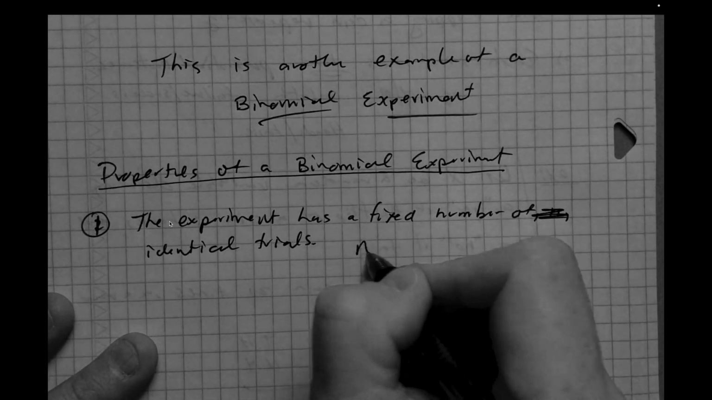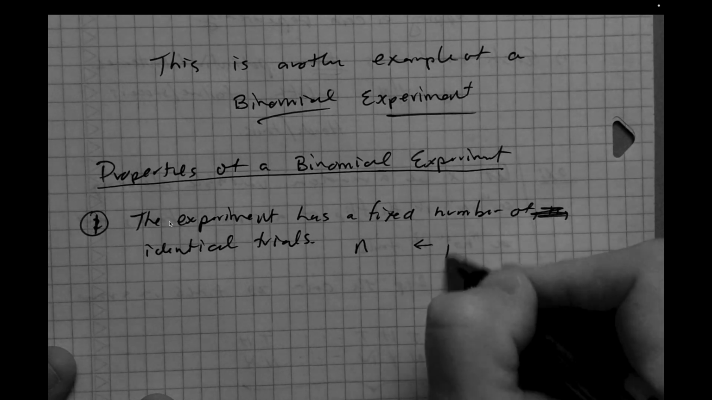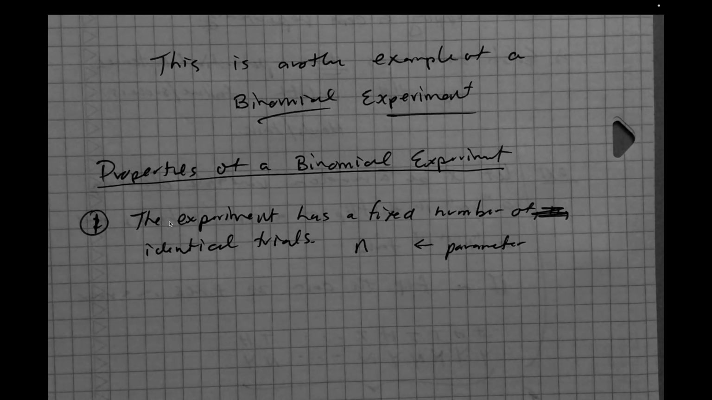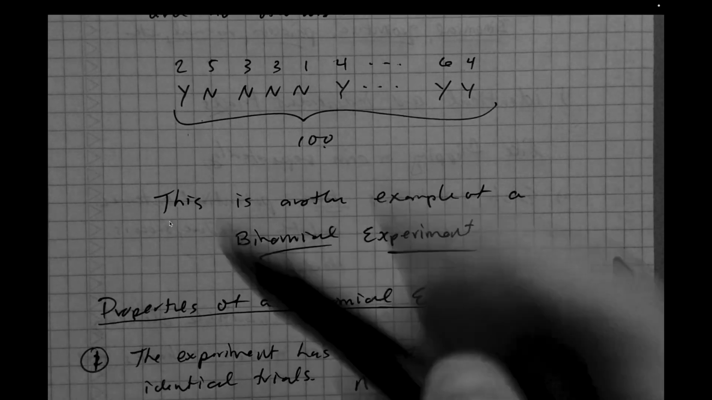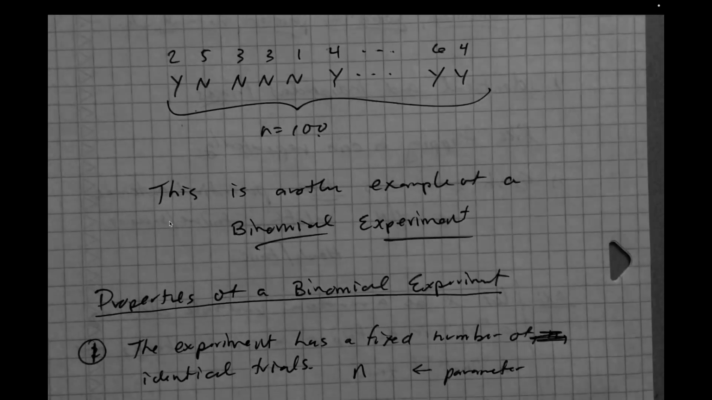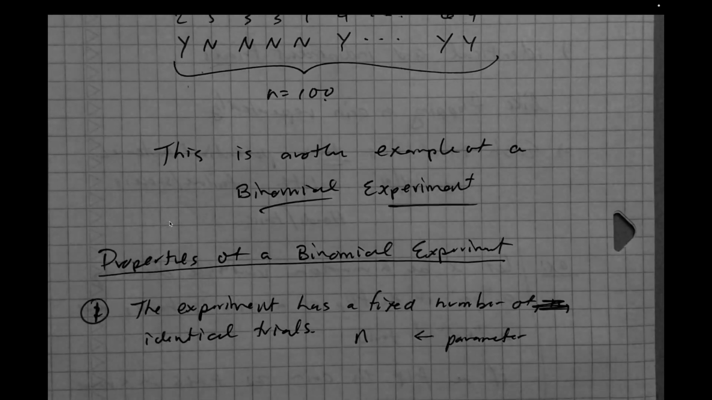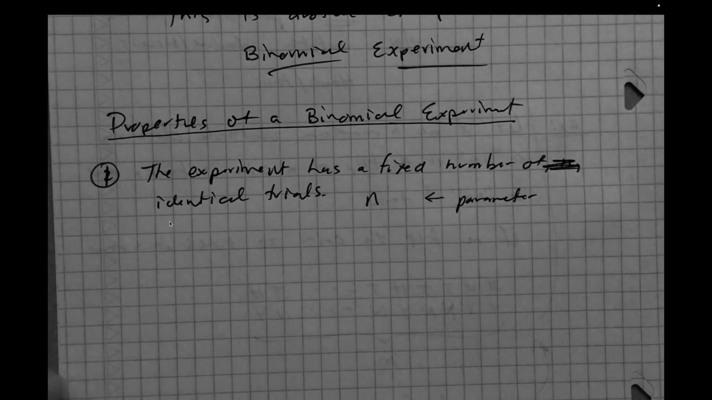We'll use the letter n to denote the number of trials. And we'll see that this is actually one of the parameters of the binomial probability distribution. So the experiment has to have a fixed number of identical trials. In the previous example, we said we're going to roll a die 100 times, so n equals 100. In the experiment prior, we said we're going to flip a coin 20 times, so in that case n was 20. Okay, so that's property 1.